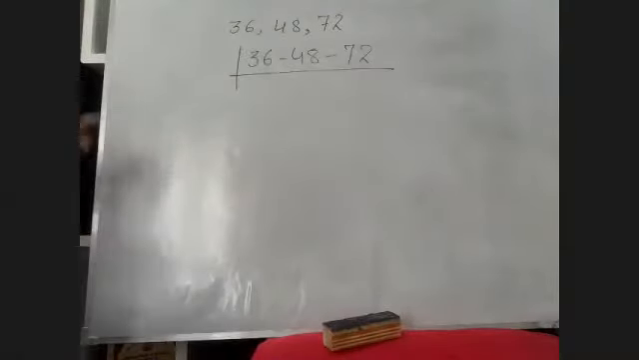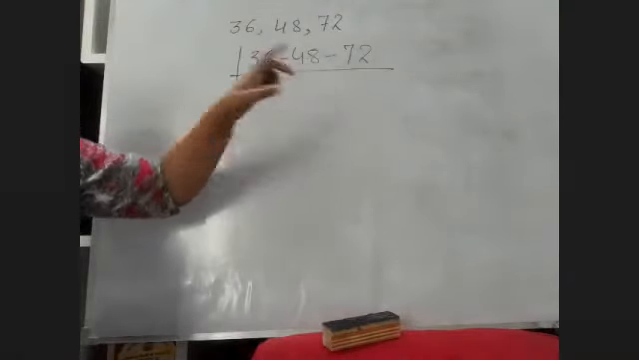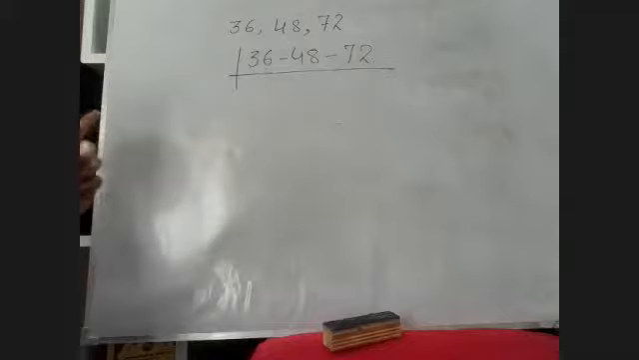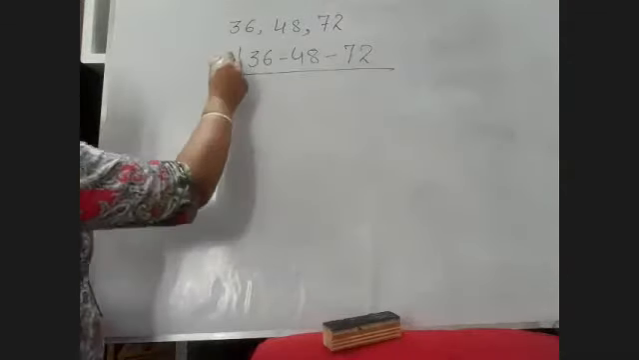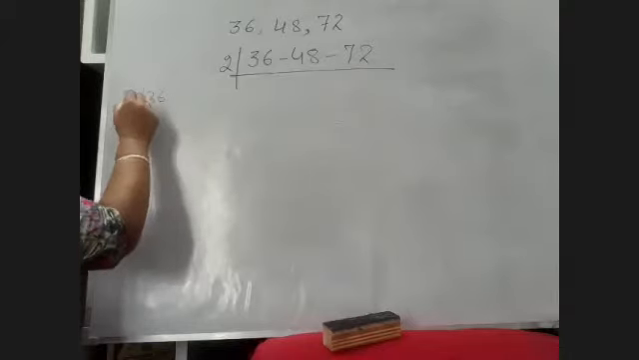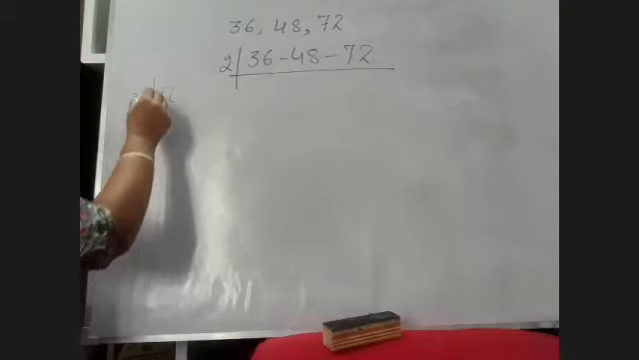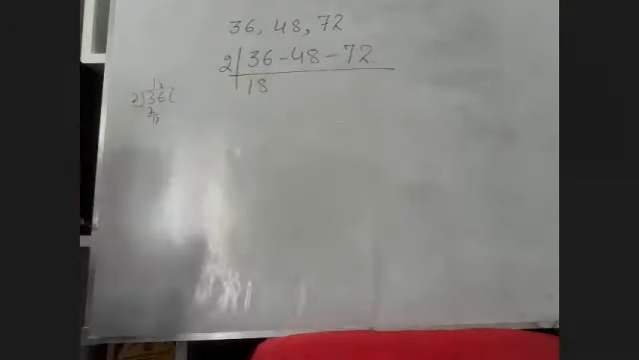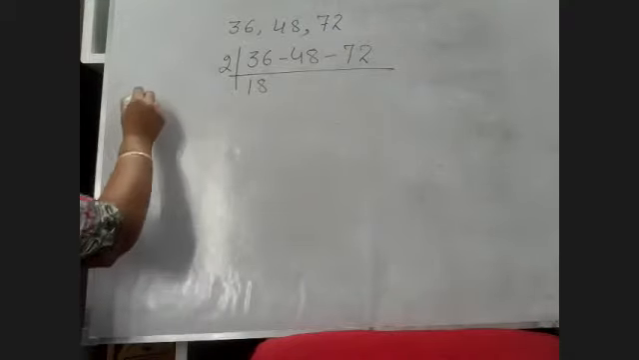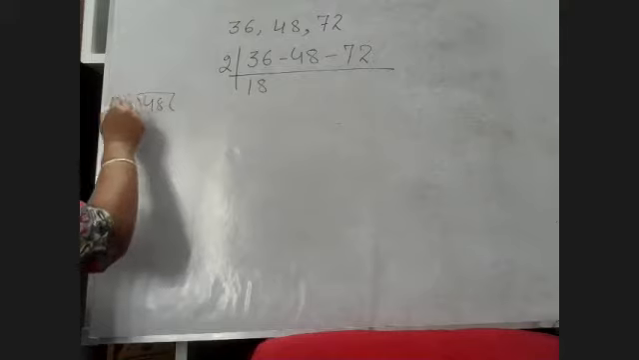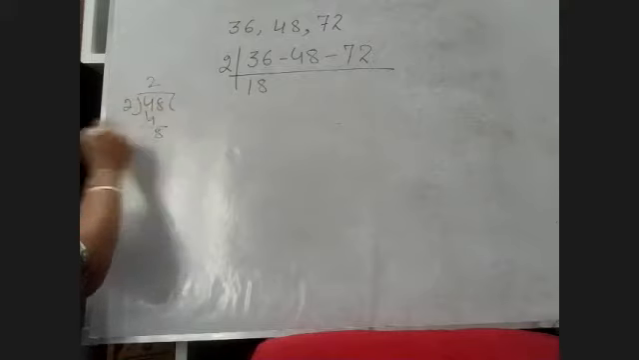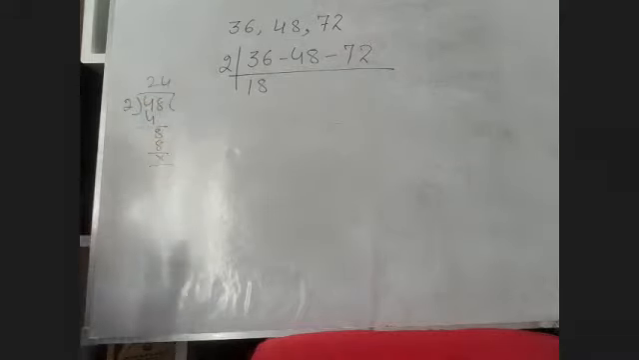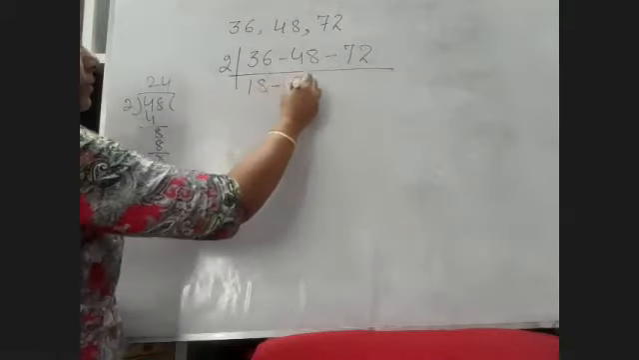Now, students, observe these numbers 36, 48, and 72. These all are even numbers. So, in the first step, we will divide by 2. On the left side, 36 divided by 2 is 18. Now, students, 48 divided by 2 is 24.